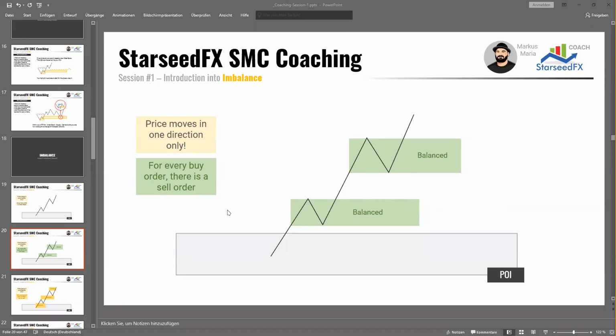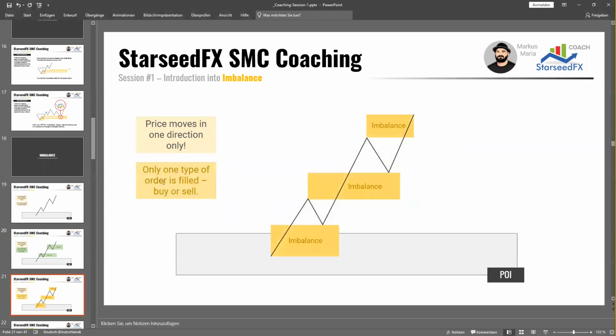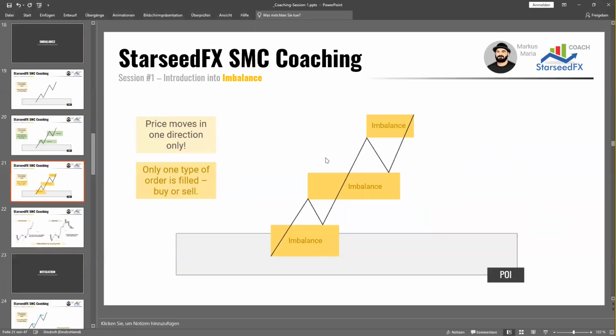But what is now imbalance? It's actually what's left. What's left are the zones which only moved in one direction, which is this one. From here to here, until you had this new low, there's an imbalance. You only have buys. Same for here. From here to here, until this low, you only have the price moving in one direction. That's an imbalance. And the third imbalance here.